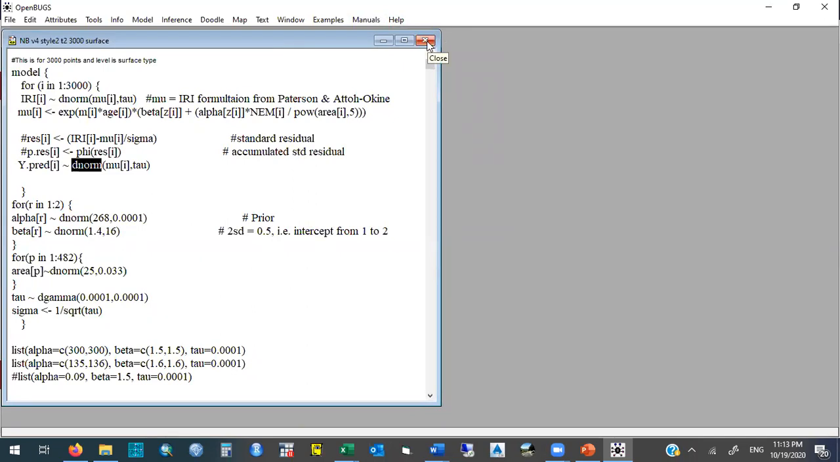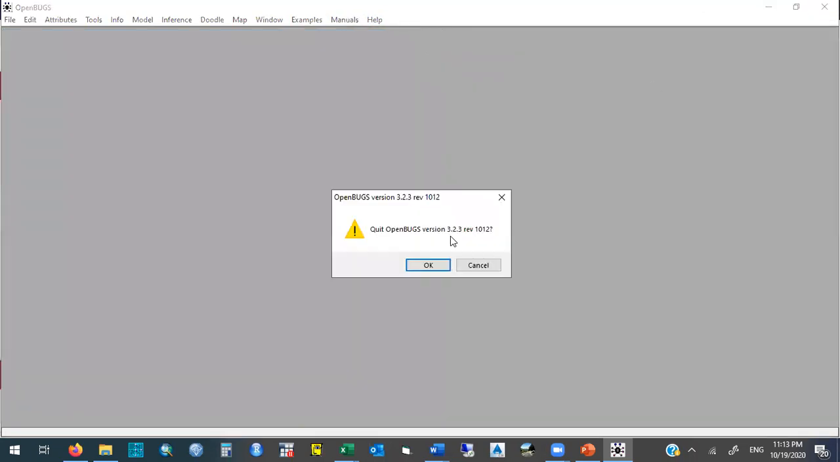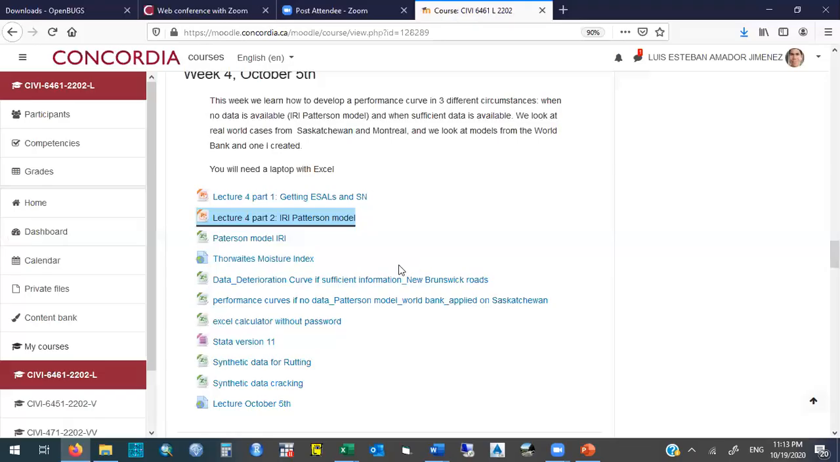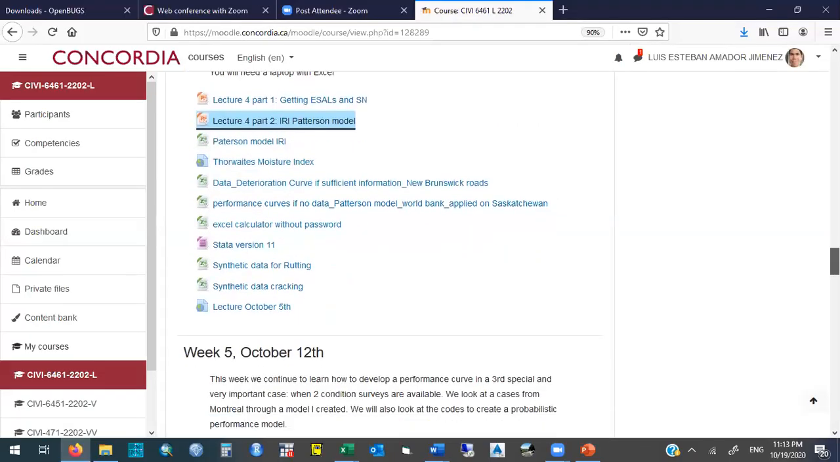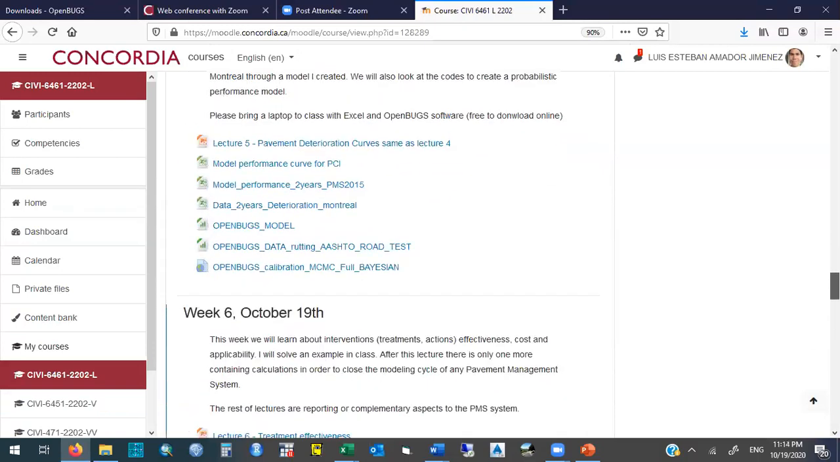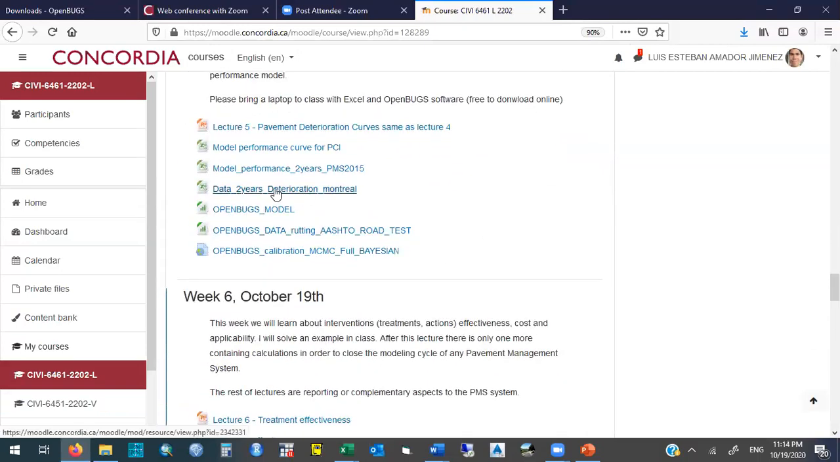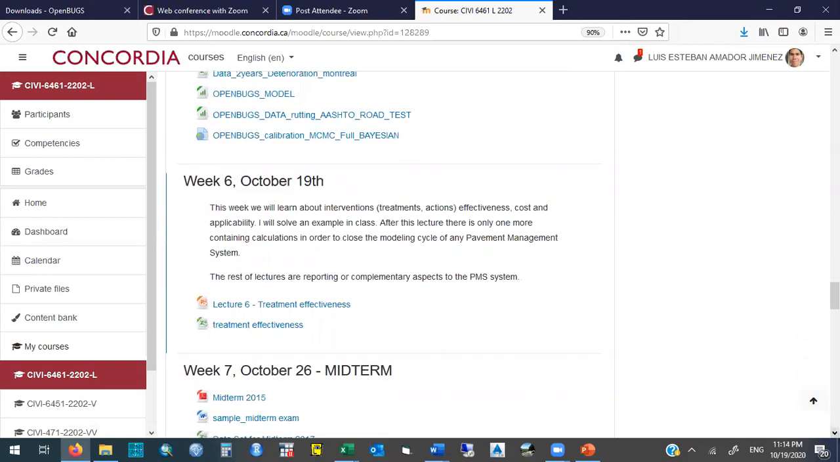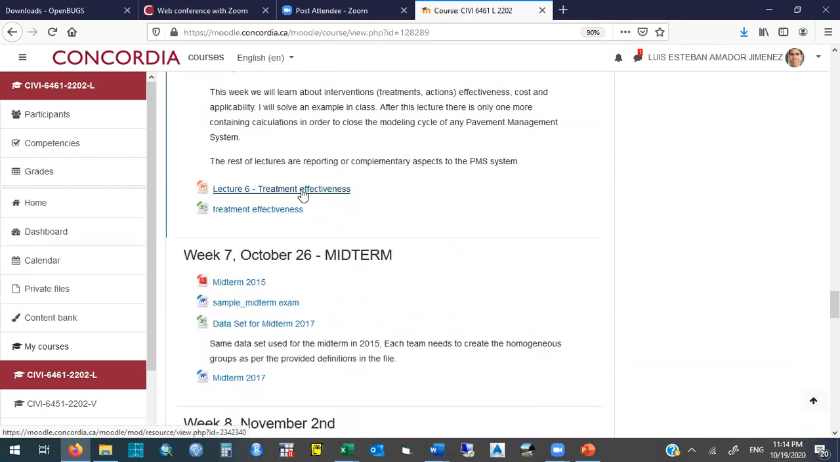Okay, so I'm going to close here. I have skipped this one: what to do when you have two condition data points, okay? This is so that we can cover the material for today. If you need it for your term paper or project, let me know.